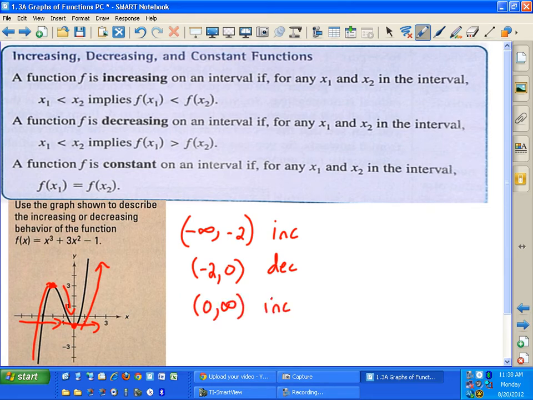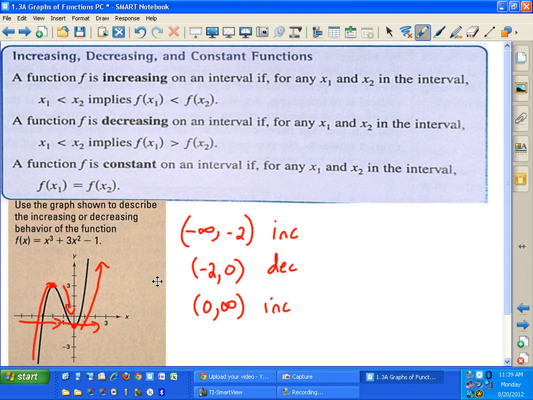So looking back at what this says up here, you're increasing if, as the x increases, the y's increase. Over here, as the x's increase, the y's decrease. And if the x's increase but the y's do not, then you have a constant function. Then they're the same, they're constant. That's really what all of this is saying: as our x's increase, as we move across, we end up getting bigger.